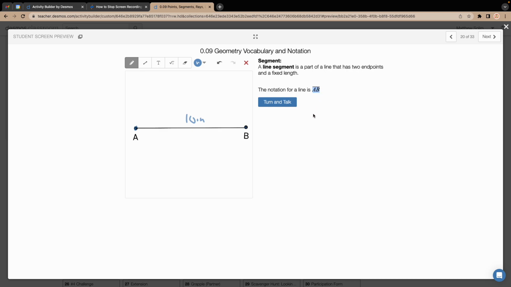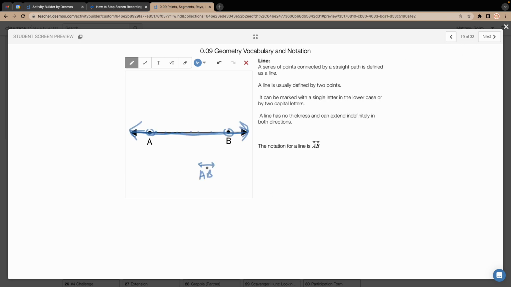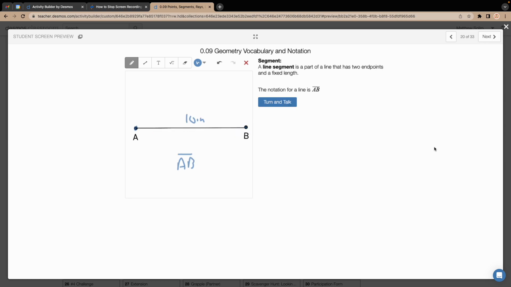The notation for a segment or a line segment is AB with a line over the top, but there's no arrows, which shows it doesn't go on forever. So this was arrows because it goes on forever. This one, no arrows because it stops. That's all it means.